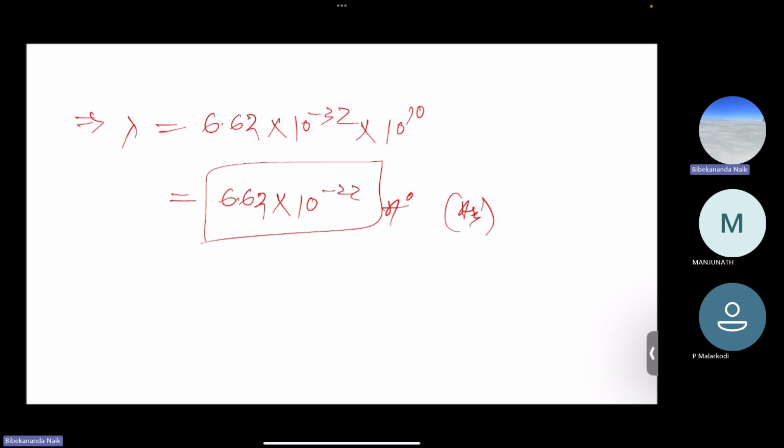As long as you know how to solve these questions, whether the options are right or wrong, it's not in our hand. But if we know the method of solving it, then it's fine. Okay, so we'll now move to question number 6.